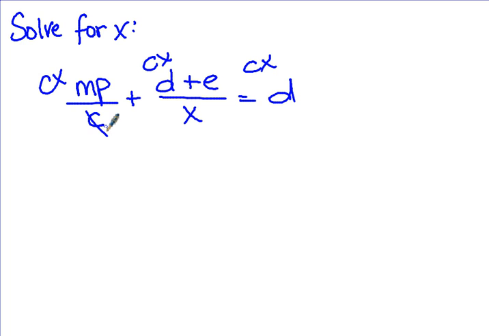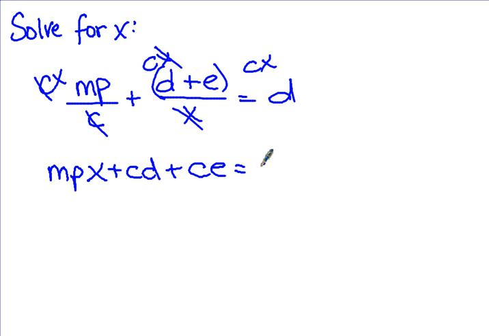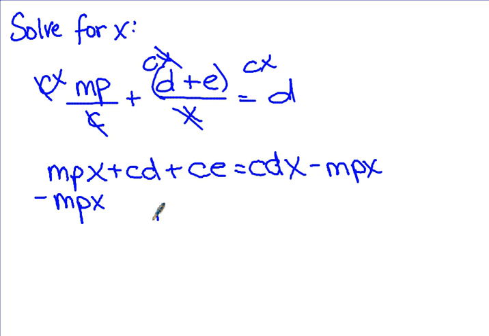In my first term, the c's can cancel out, and I'm left with mpx. In the next term, my x's cancel out, and this c needs to be distributed to d plus e. So I'm going to end up with plus cd plus ce. And it's going to be equal to cdx. Again, I'm trying to solve for x, so I want to get all the x's on one side and everything else on the other. So I'm going to subtract mpx, which leaves me with cd plus ce equals cdx minus mpx.